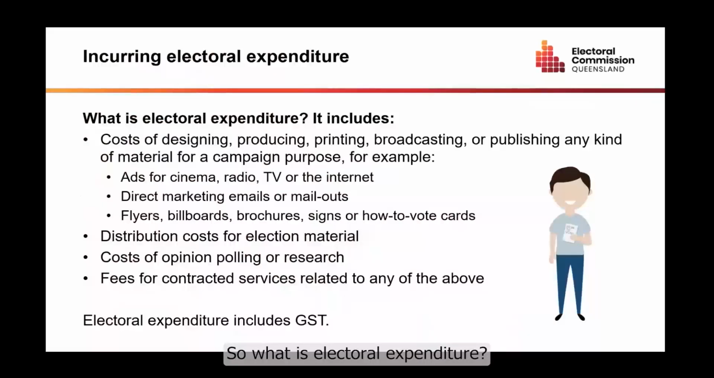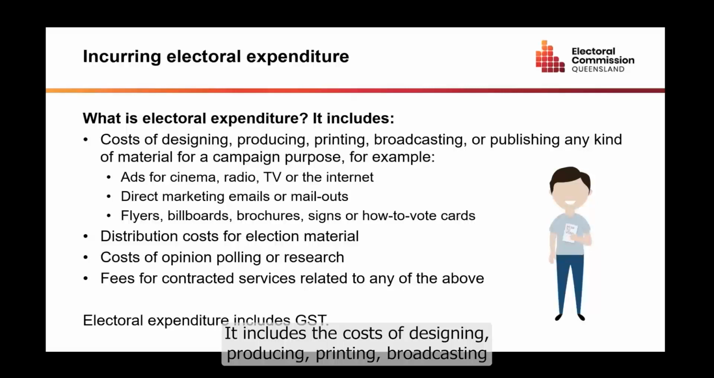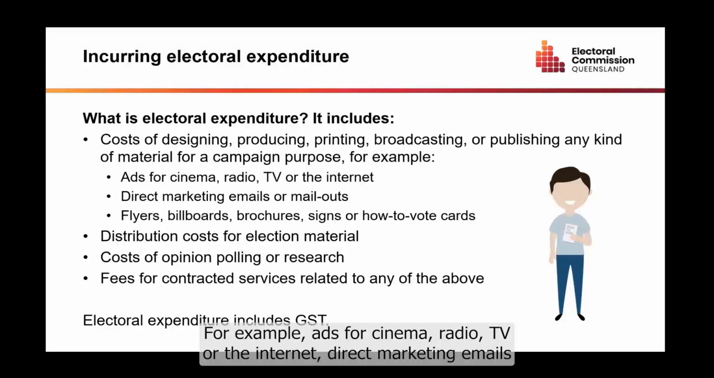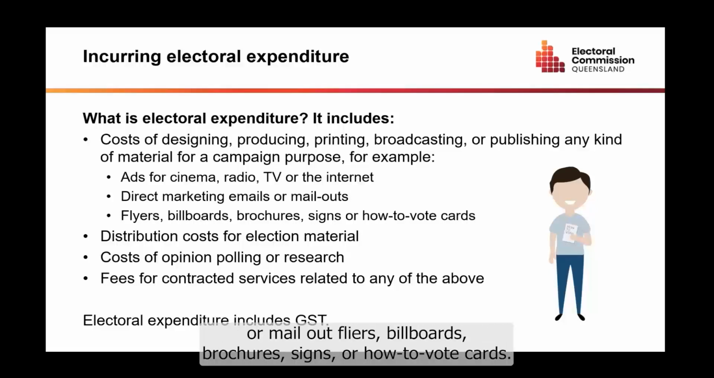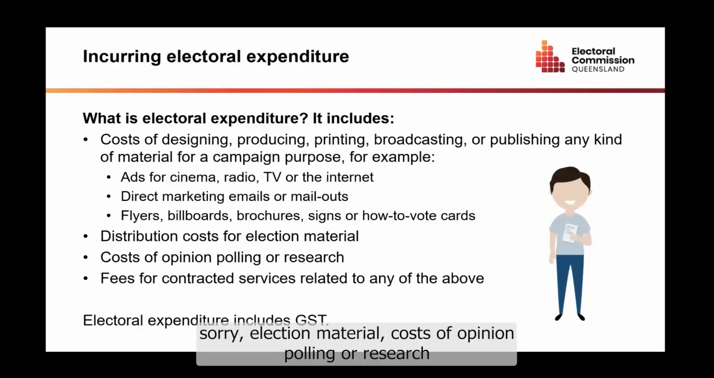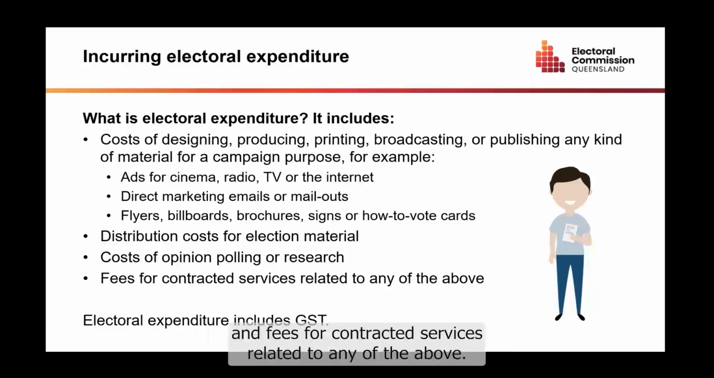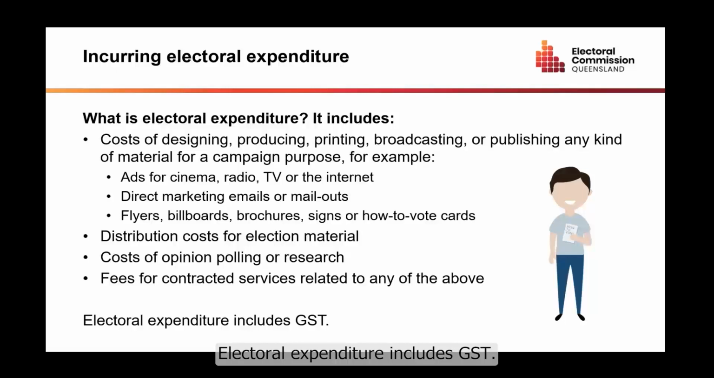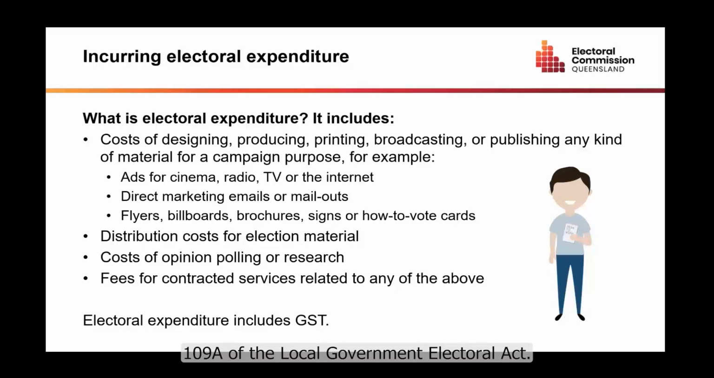So what is electoral expenditure? It includes the costs of designing, producing, printing, broadcasting or publishing any kind of material for a campaign purpose. For example, ads for cinema, radio, TV or the internet, direct marketing emails or mail-outs, flyers, billboards, brochures, signs or how to vote cards, the distribution costs for election material, cost of opinion polling or research, and fees for contracted services related to any of the above. Electoral expenditure includes GST. All of this is referred to under Section 109A of the Local Government Electoral Act.